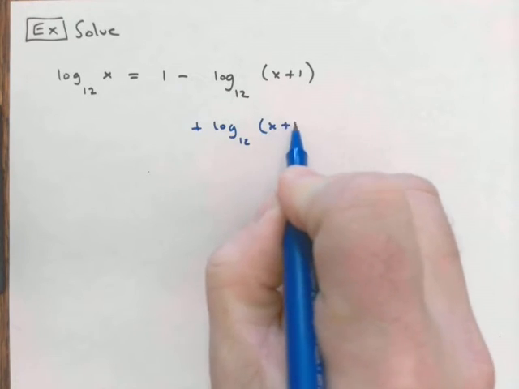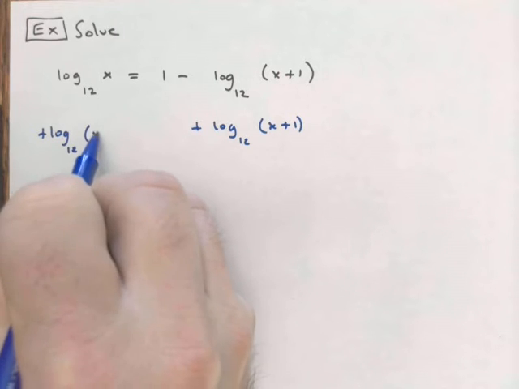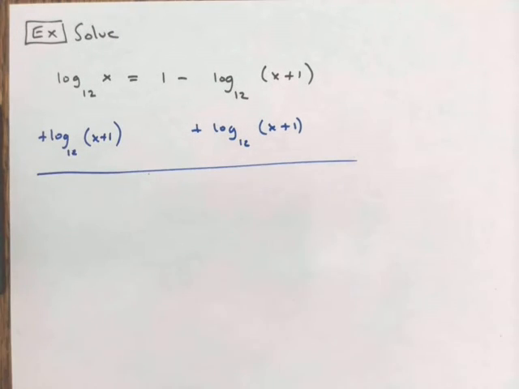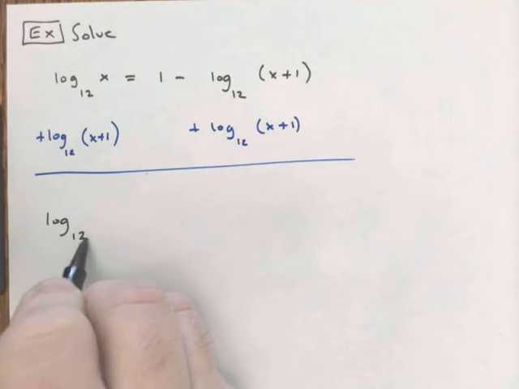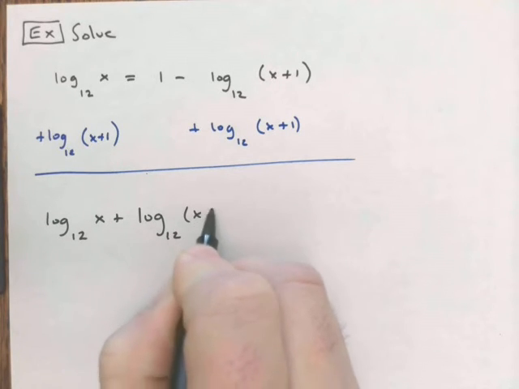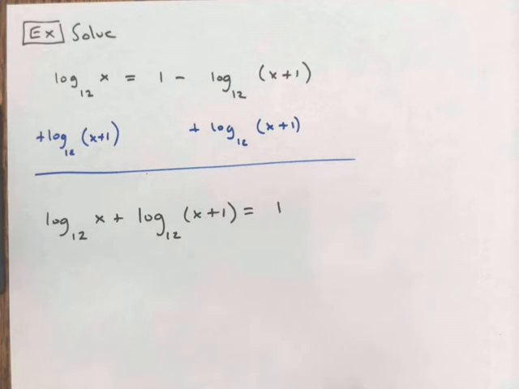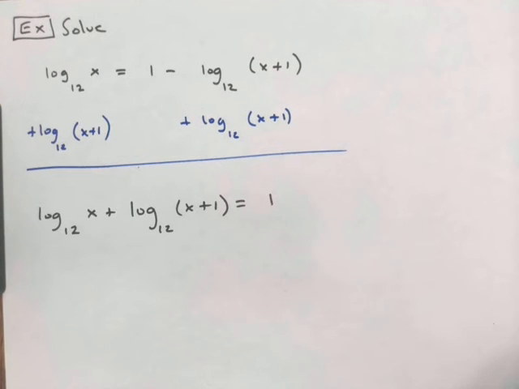So using some addition here, I'm going to add a log base 12 of x plus 1 on both sides of our equal sign. These are not like terms, even though they look pretty similar. And the goal of that first step is to go through and get all the logs on one side of the equal sign, anything without a log on the other side.